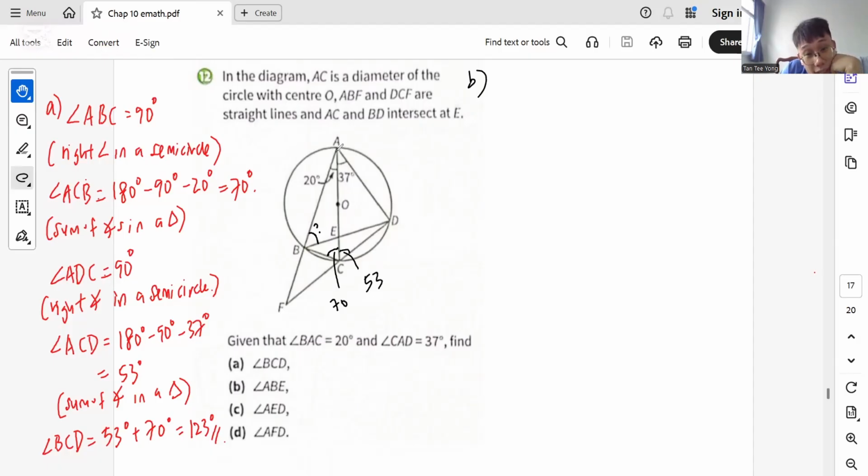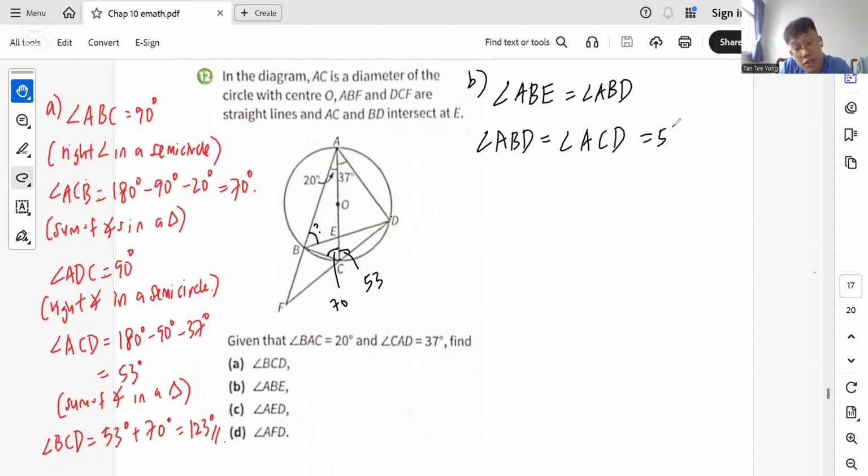Okay, so if you see properly, angle ABE is what they want to find, but it's the same as ABD, right? So we can say that, to be clearer, angle ABE equals to angle ABD. So angle ABD is equals to angle ACD, which is equals to 53 degrees.